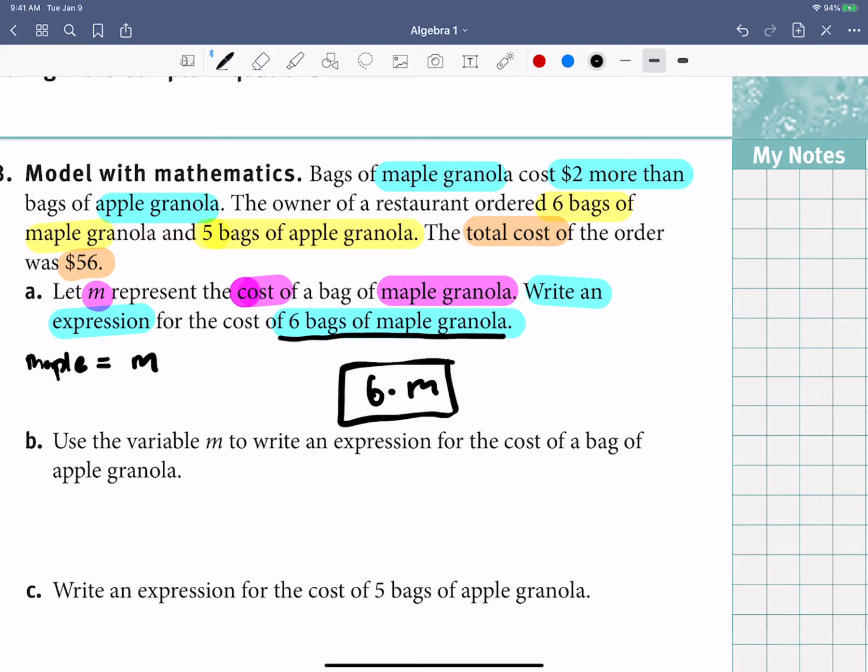Because if you bought hot Cheetos, let's say hot Cheetos for $2, and you bought 6 of them, you're gonna pay $12. So it'll be like 6 times 2. 6 bags, each of them costs $2. So similar concept here, 6 bags, but they cost $M, okay?